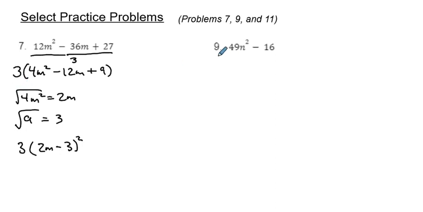Now in number 9, try that logic. But they don't share any factors other than 1. The factors of 49 are 1, 7, and 49, and the factors of 16 are 1, 2, 4, 8, and 16, so nothing's really shared there. But 49 is a square number, 16 is a square number, and n squared is obviously a squared term as well. So we've got a difference of squares here. The square root of 49 is 7, the square root of n squared is n, and the square root of 16 is 4.